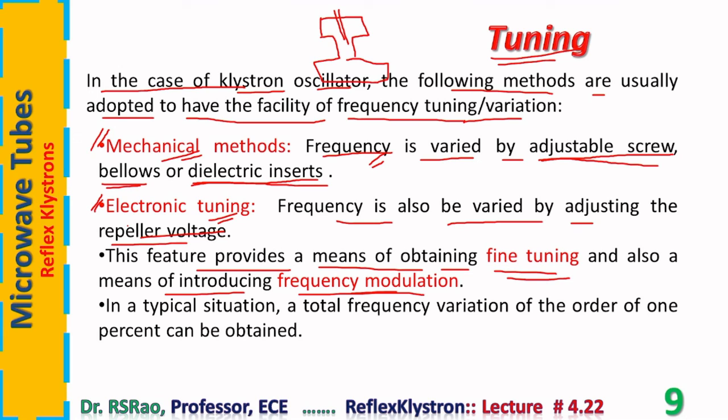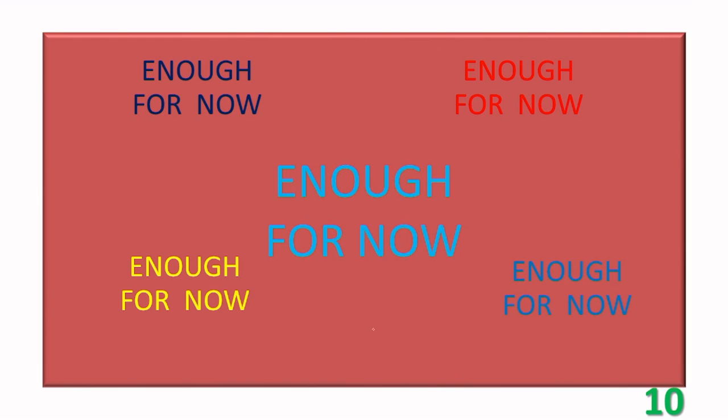Benefits with electronic tuning include fine tuning and frequency modulation of the device. In a typical situation, a total frequency variation of order of 1% can be obtained with electronic tuning. Fine tuning is not possible with the mechanical methods. These are some of the things which I want to share with you.